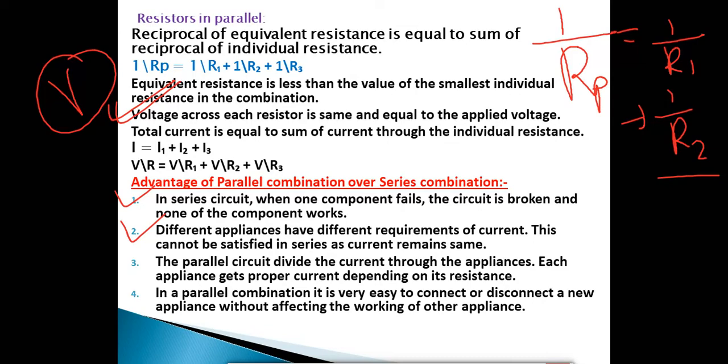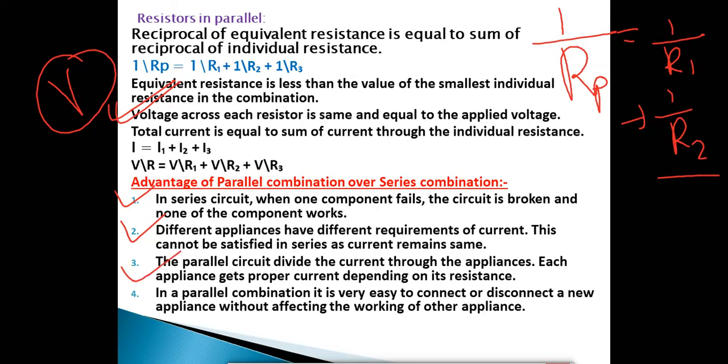Second, different appliances have different requirements of current. This cannot be satisfied in series as current remains the same. For example, the current requirement for a fan is different, for an AC is different, and for a bulb is different. If we connect all three in series combination, the current remains the same, but all the appliances need different amounts of current, so series combination is not possible there.